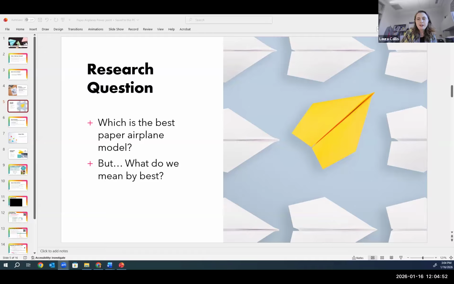And I'm going to count down to give everybody time to think and type. When I count down to 1, hit enter. What do you think we mean by best? And 3, 2, 1. Go ahead and type in the chat.